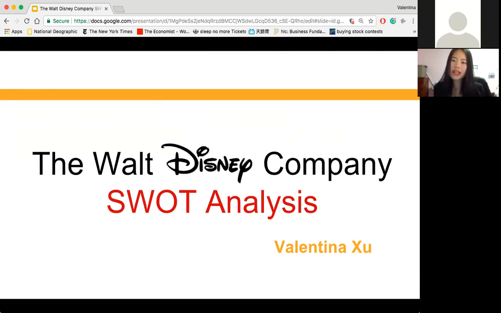It basically helps the company to realize what kind of environment they're in in the market, and it helps them develop more in the future. So today I'm going to do a SWOT analysis for the Walt Disney Company, and I hope it gives you some insights into how a SWOT analysis is done. First, we're going to look at the strengths.